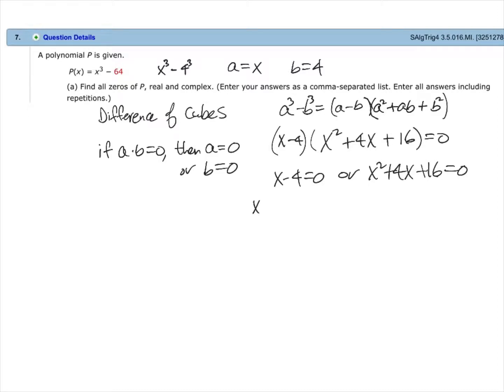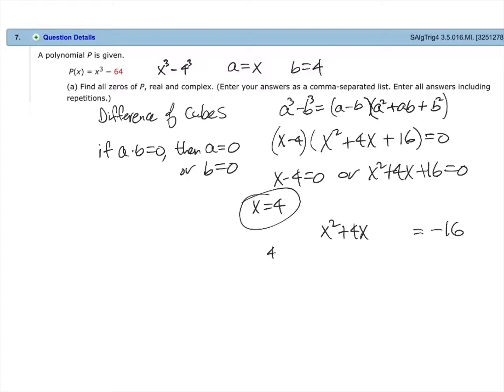Here we have found one of the roots by adding 4 to both sides. So x equals 4 will be one of the roots. We can find the other by completing the square on the remaining quadratic. We will begin by subtracting 16 from both sides, and I've left a space so that I can write in the term that will complete this square.